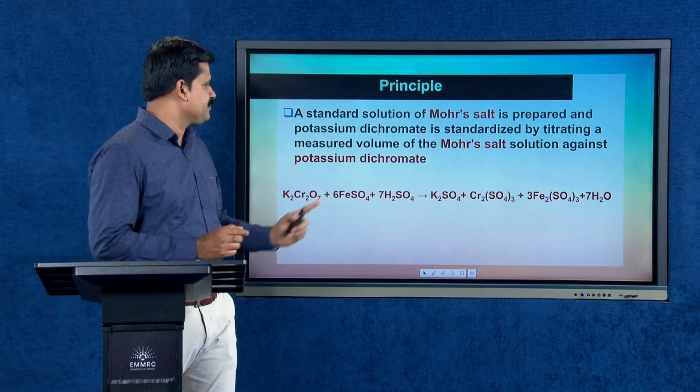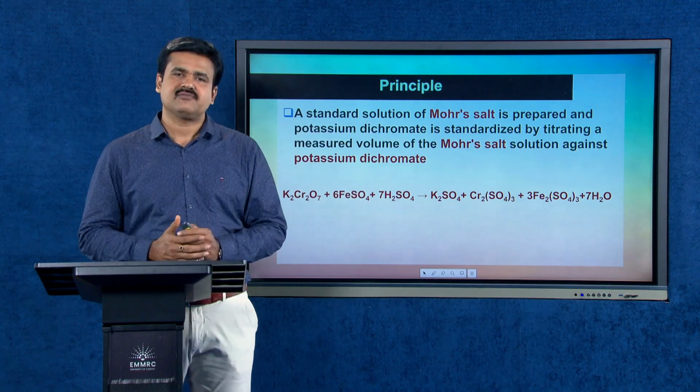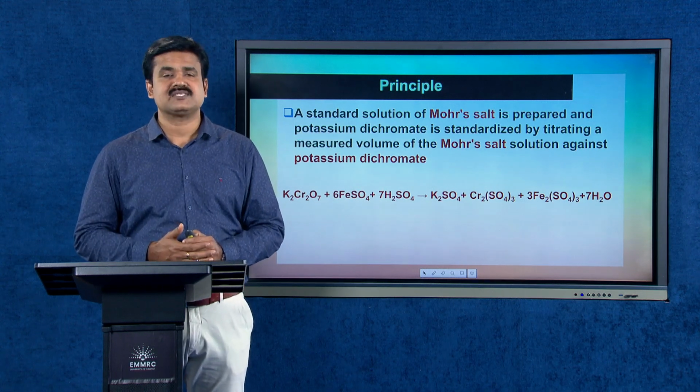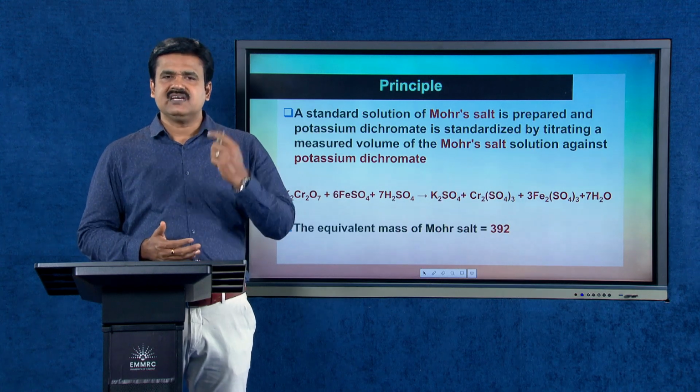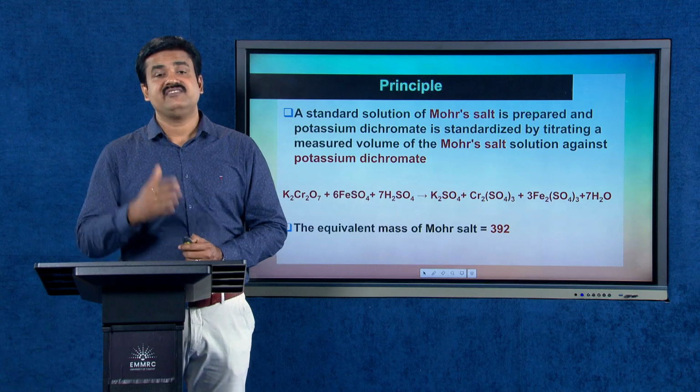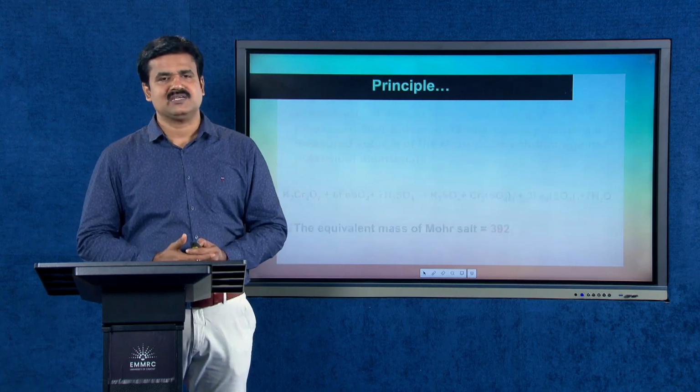Note the point, the ferrous sulfate shown here is from Mohr's salt. Mohr's salt is nothing but ferrous sulfate, ammonium sulfate, 6H2O. The equivalent weight of Mohr's salt is equal to 392, which is same as its molar mass.